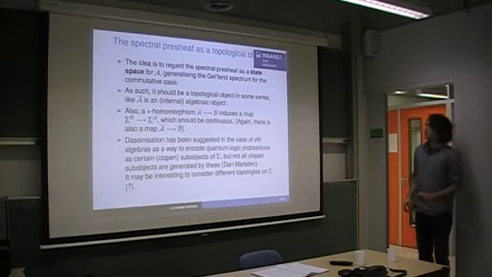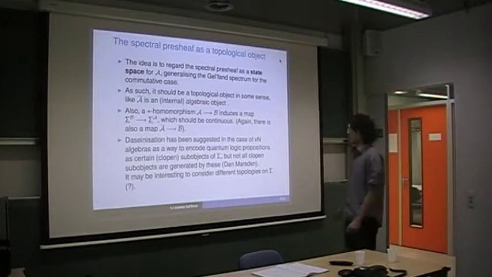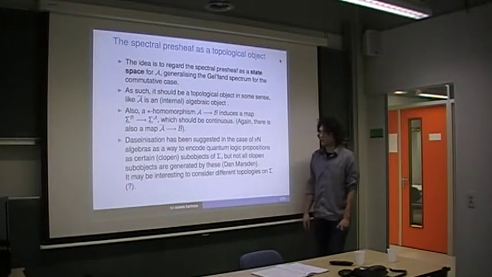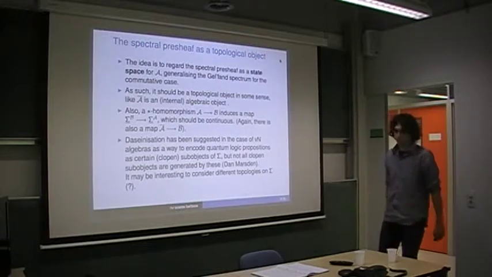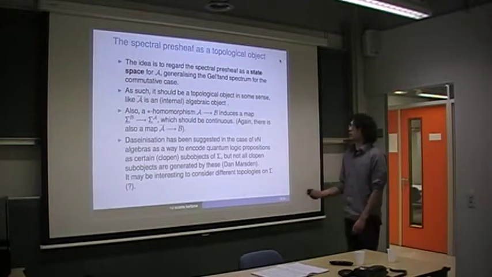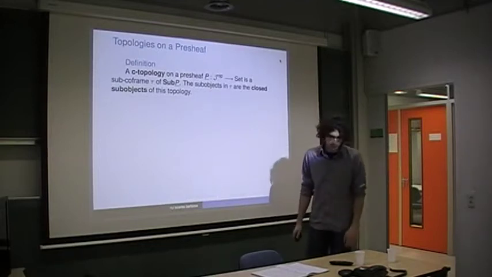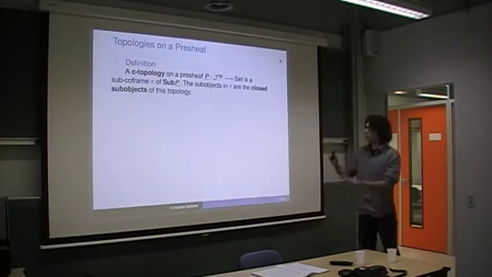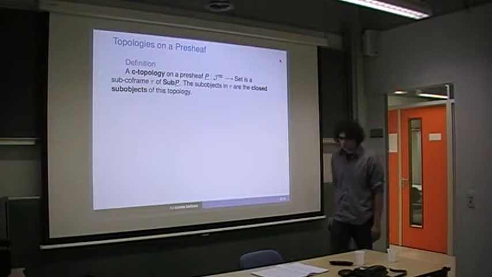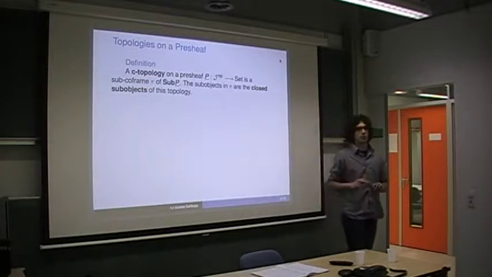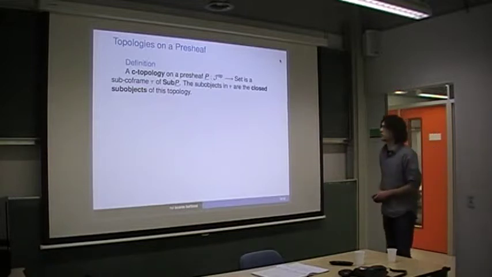So not all clopen subobjects are generated from these ones, these daseinized ones. So maybe it's also interesting to consider this topology just generated by the clopen subobjects. And so this might motivate why you want to consider different topologies on sigma. Okay. So our definition of what is a topology here, I'll just give a very elementary definition, and I'll point out some things. So we'll consider a topology defined by closed sets instead of open sets, and this makes certain things easier. So we'll just consider that for now.